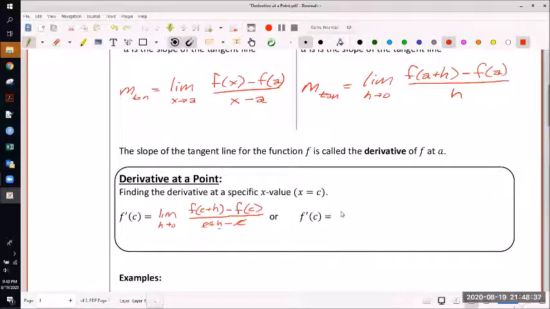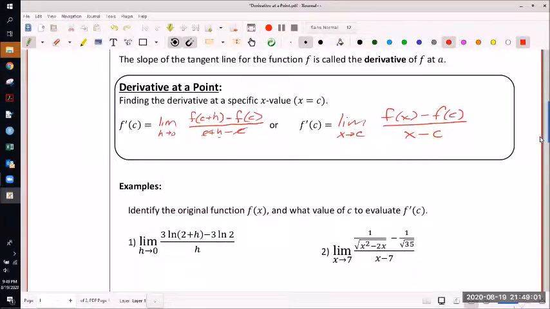Using this notation here, I would say the limit as x approaches c of f of x minus f of c over x minus c. And both those definitions will give me the derivative at that specific x value, the f prime of c.